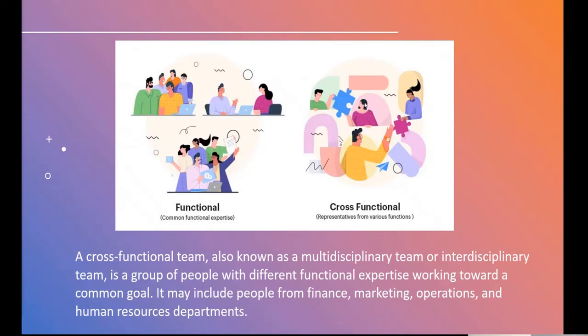For example, in that team you have a finance team member, then developers, then HR or any other, testers. So this is called cross-functional, representatives from various functions. In the agile mindset, we like cross-functional teams. And in waterfall or plan-driven, usually the teams are functional.